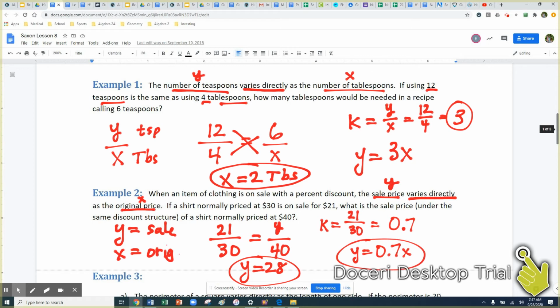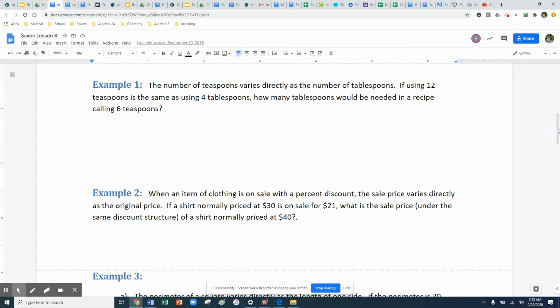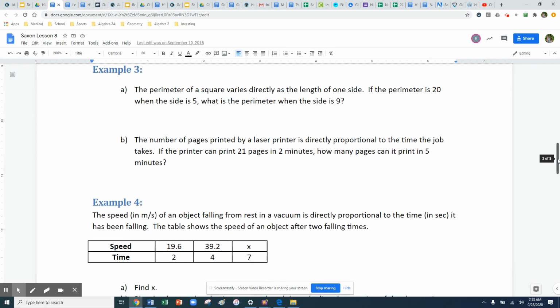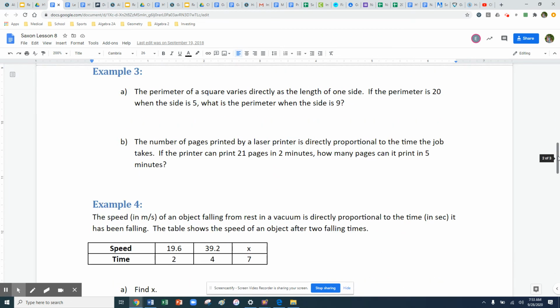Okay, number 3 is some more of the same. If you want to practice those on your own, or fill those in later, you can, but those are going to be exactly the same as these. We're going to finish up by looking at graphing a direct variation down at the bottom, number 4.